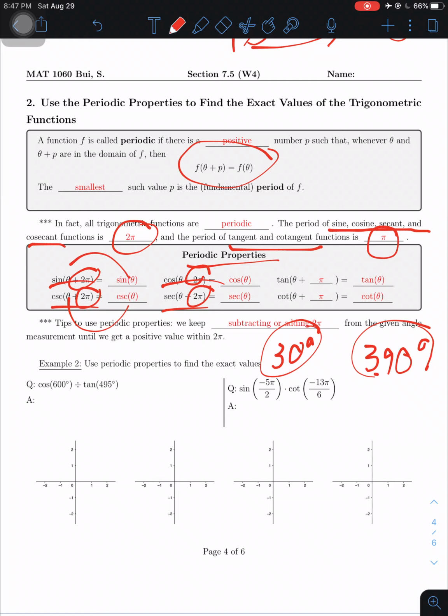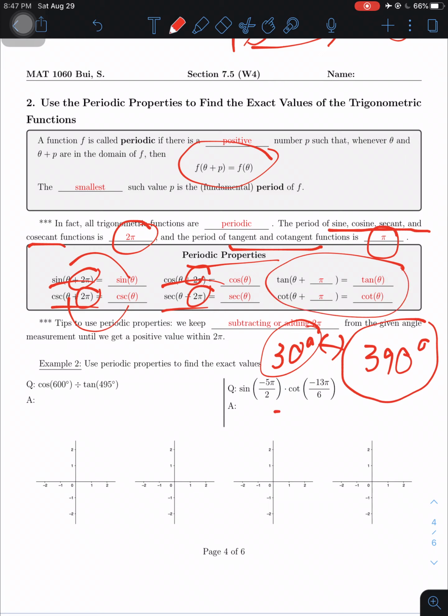And okay, this one has a bad mark, so let me mark it again. And then the cosecant values or the secant values of these 2 angles are the same. But it doesn't take that long for tangent and cotangent to reach the same angle value.